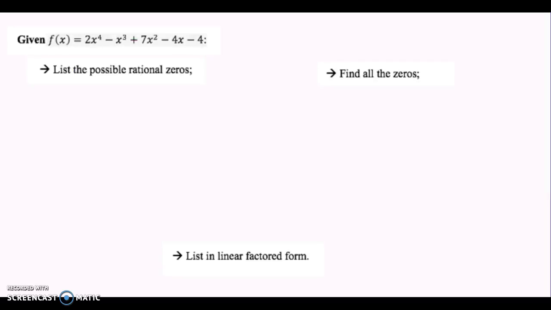Given this polynomial, we have to list the possible rational zeros, which is from the last section. So you will need to do that p over q thing. I'll give you a little note here. You want to find all the zeros. For this one, you'll want to use your calculator to double check where the roots actually happen, and then use synthetic division to reduce this quartic equation down to a quadratic. And then you want to list this in linear factored form. Good luck. Pause the video now.